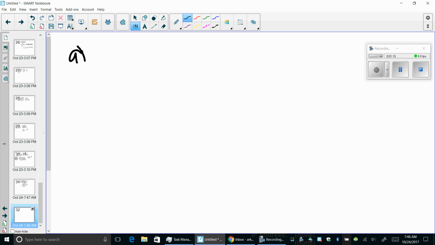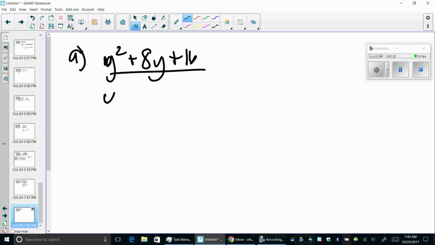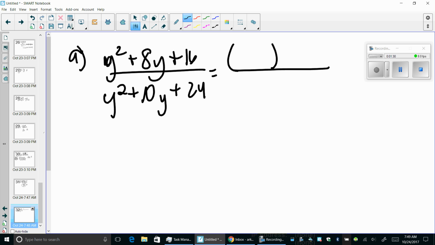Number 9. Again, leading coefficient of 1, which makes it easy. Y squared, that doesn't look like a y, but it is. Y squared plus 8y plus 16 over y squared plus 10y plus 24. So on the top, I got to put a y and y, and I'm looking for two numbers that multiply to give me 16 and add to 8. So that'd be 4 and 4.